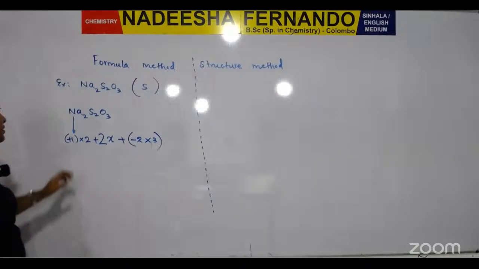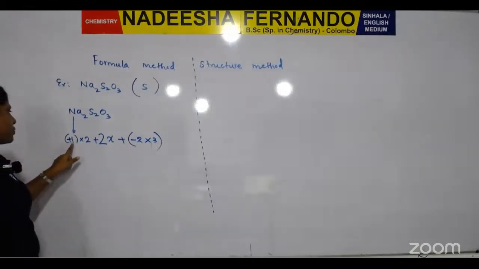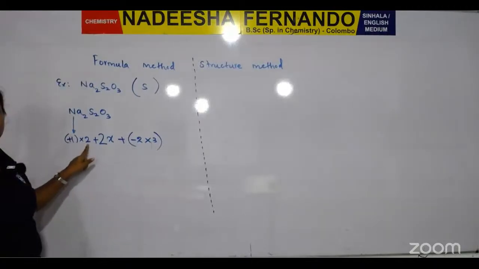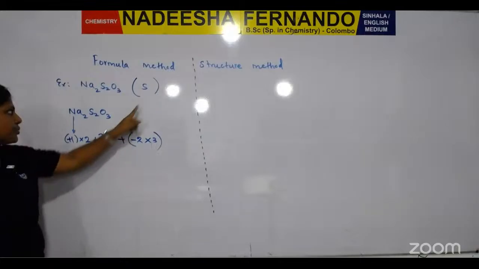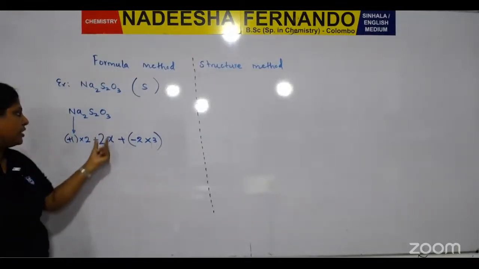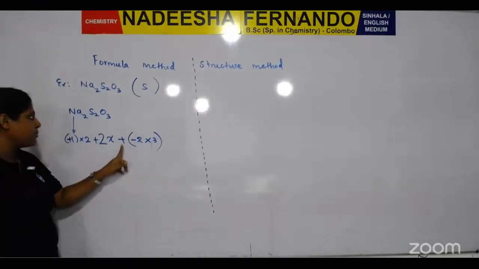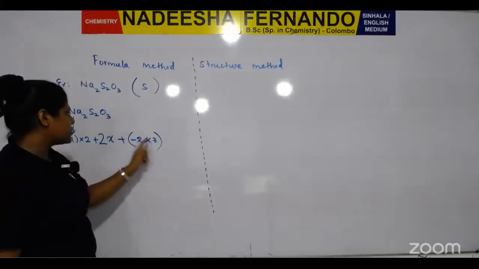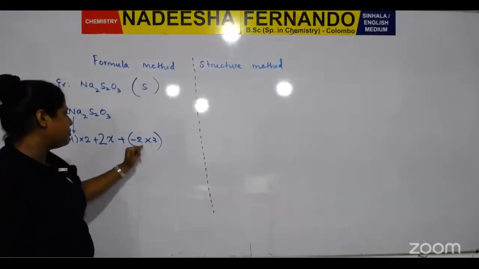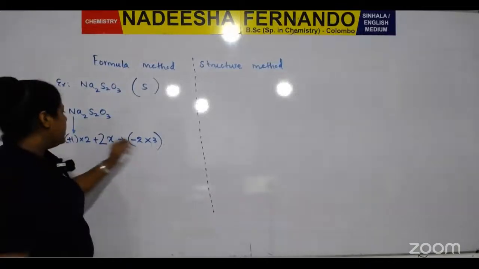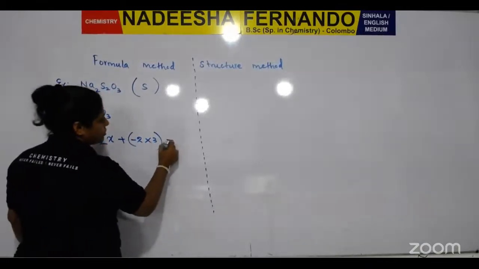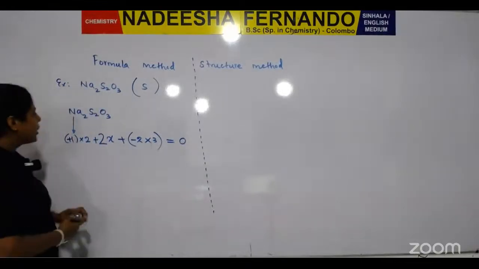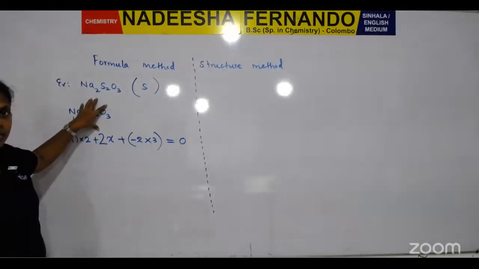You clearly understand? Sodium belongs to first group elements. Therefore, one sodium has +1 into 2. And there are 2 sulfur atoms. One takes X because we need to take the oxidation state of sulfur. 2X plus 1 oxygen -2. There are 3 oxygen atoms. Therefore, -2 into 3. Sum of these 3 should equal 0 because this one is a compound.